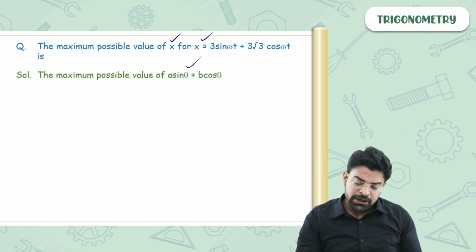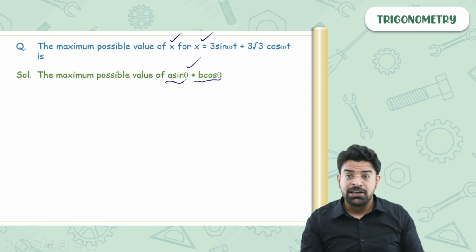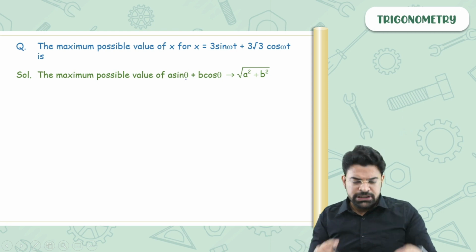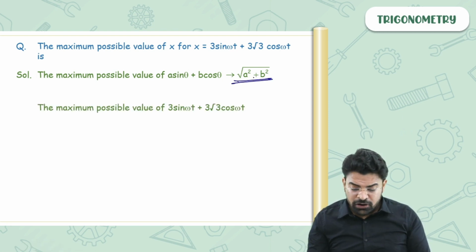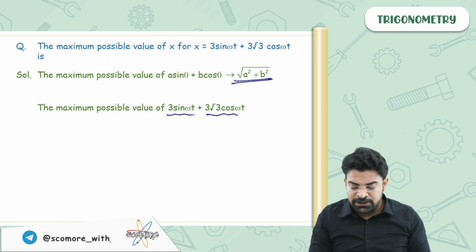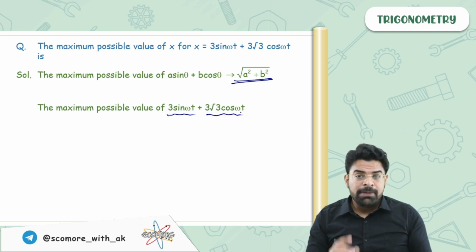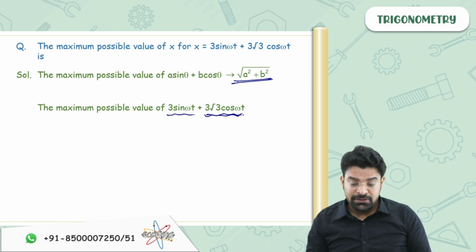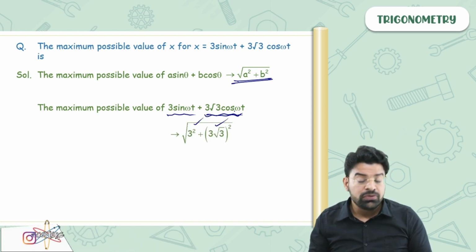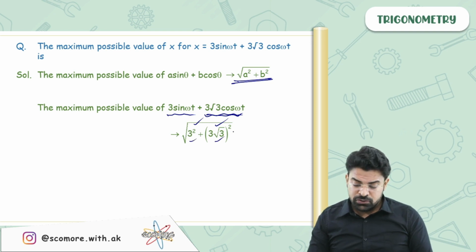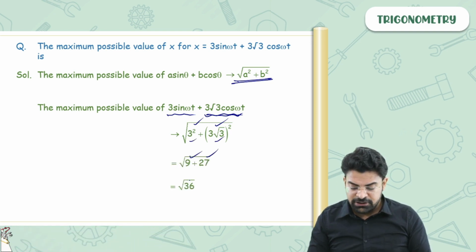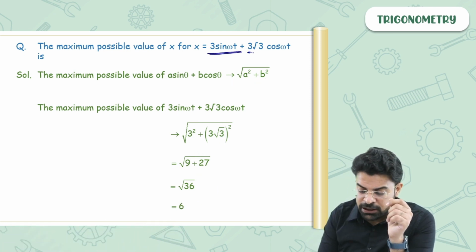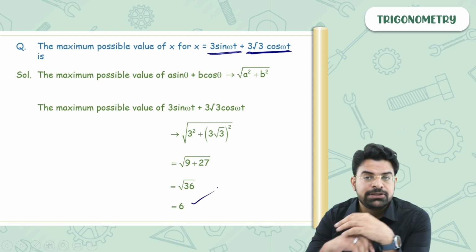The maximum possible value of a sine theta plus b cos theta is nothing but under root of a square plus b square. Then the maximum possible value of 3 sine omega t plus 3 root 3 cos omega t is nothing but under root of 3 square plus 3 root 3 square. That becomes under root of 9 plus 27, which is under root of 36, nothing but 6. Hence, the maximum possible value is 6.